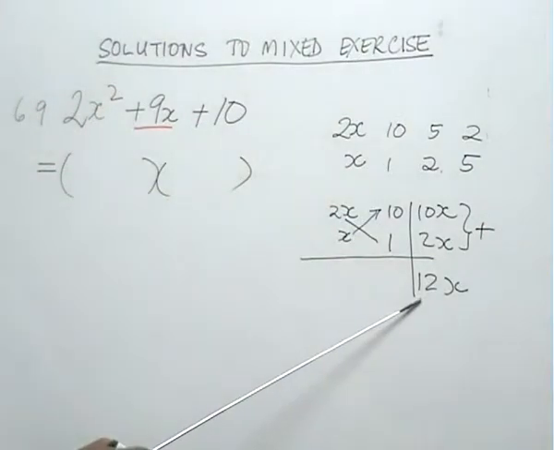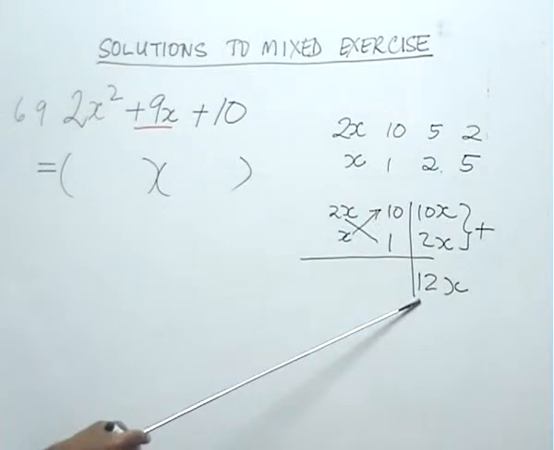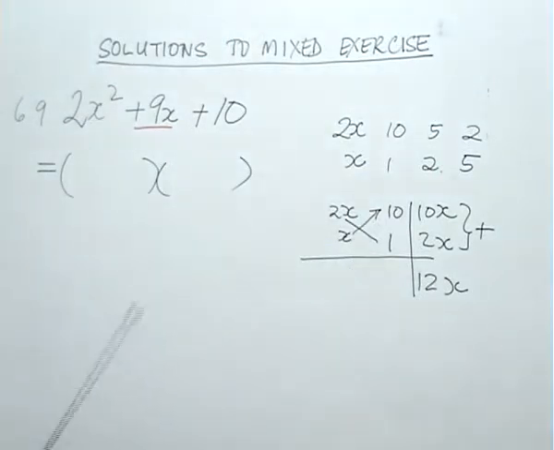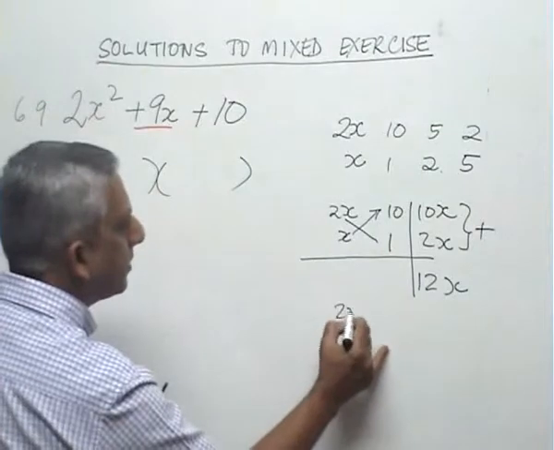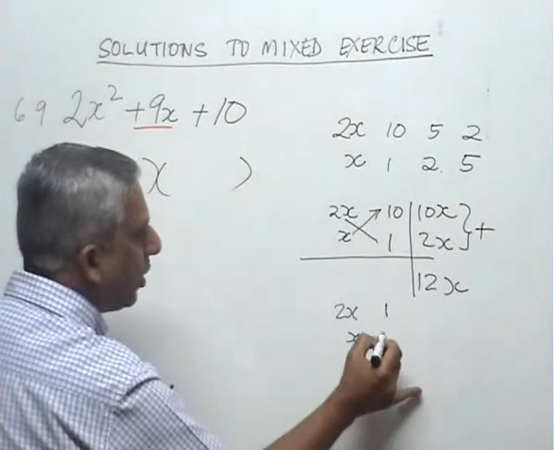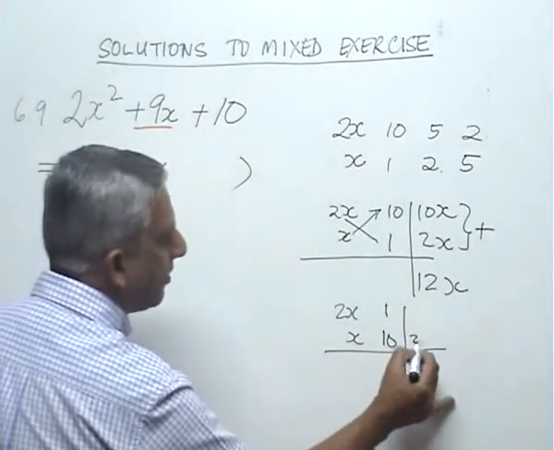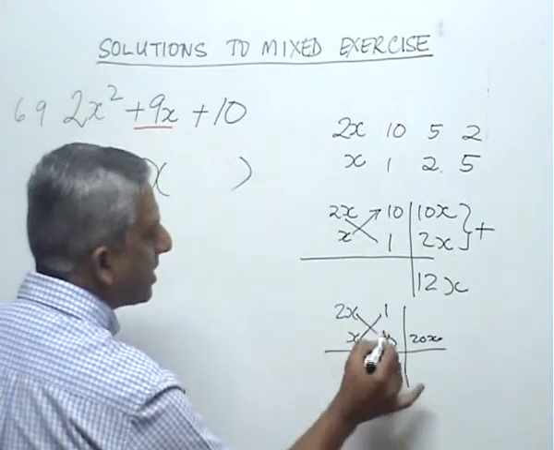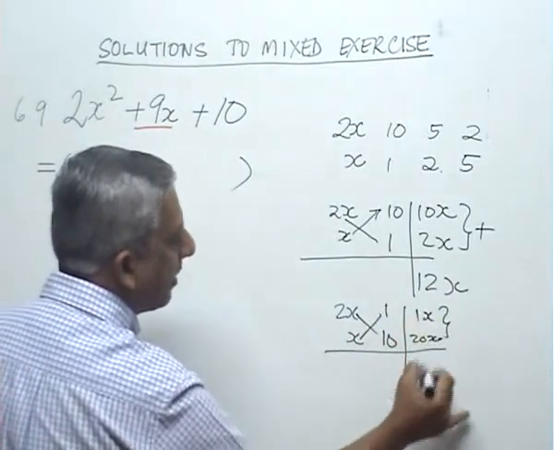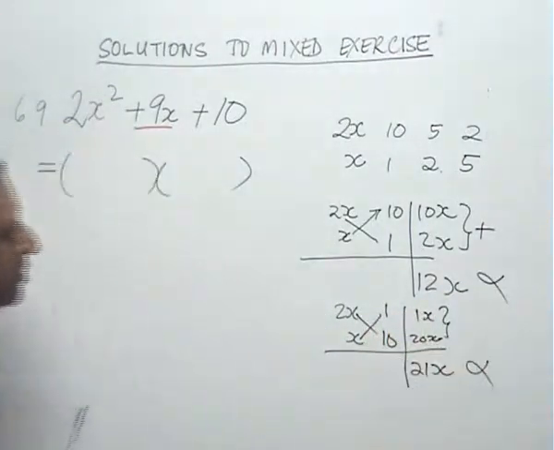Now when that is wrong, don't go and start a new trial. The best thing is to go back here. You had 10 on top and 1 down. Now make it 1 on top and 10 down and test. Well, 2 times 10 will give you 20x. 1 times 10 gives you 1x. Add them up, you get 21x. So you know that that one is wrong and this one is wrong. So both these choices were wrong. So I've got to make another choice.